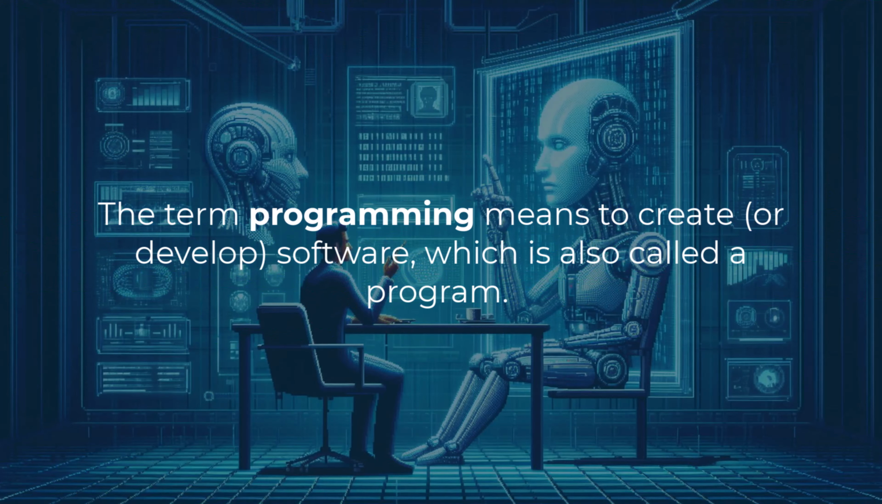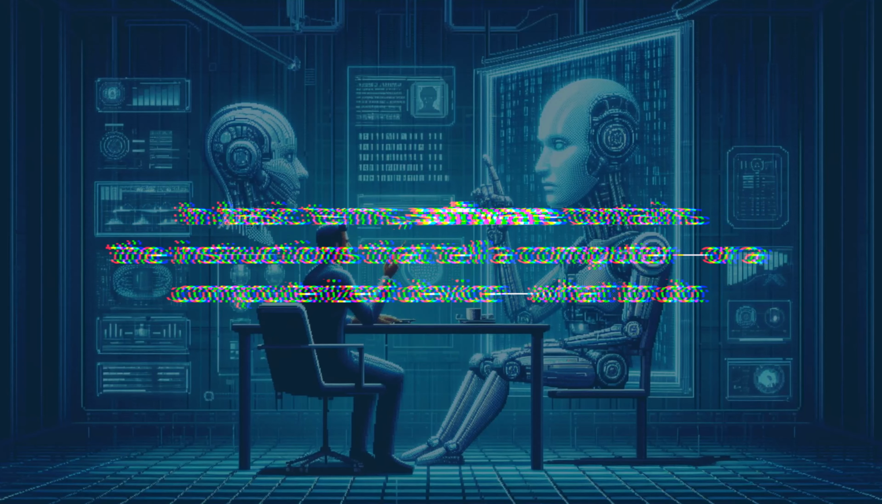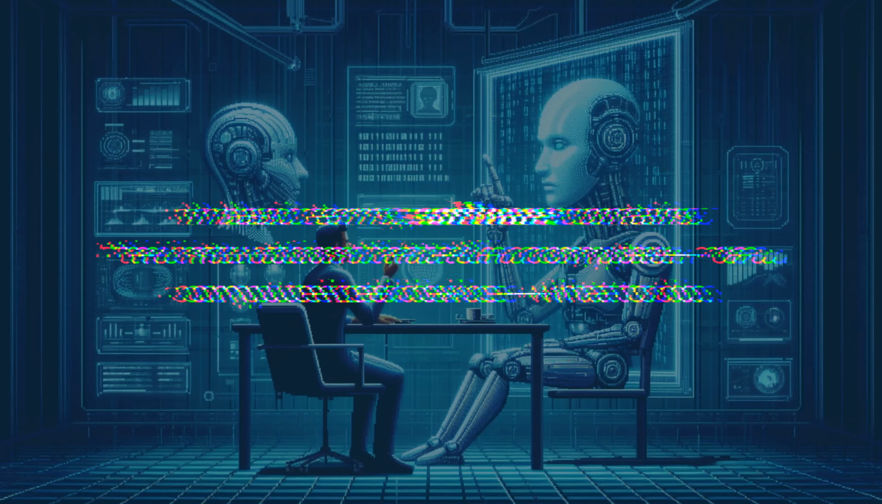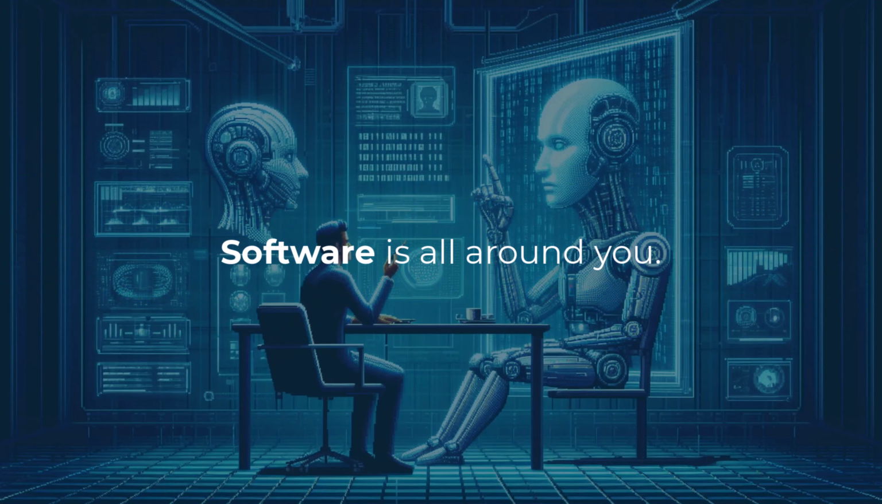So if we talk about the term programming, this term programming means to create or to develop software, which you also call the program. In basic terms, software contains the instructions that tell a computer, or a computerized device, what to do. Software is all around you, even in devices that you might not think would need it. Of course, you expect to find and use software on a personal computer, but software also plays a crucial role in running aeroplanes, cars, cell phones, even toasters.